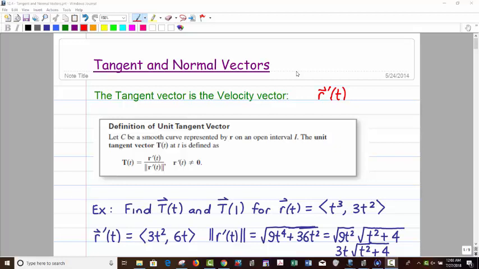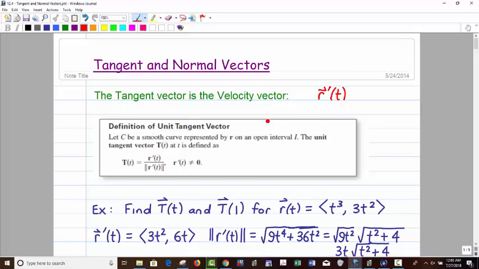Hello, this video is entitled Tangent and Normal Vectors. Now in the video for velocity and acceleration, I had mentioned that the velocity vector is the tangent vector. So r prime of t automatically is your tangent vector.